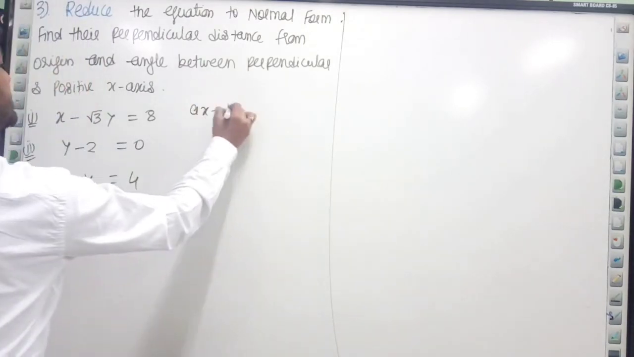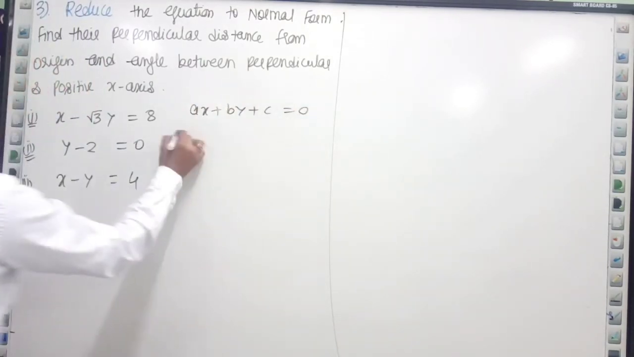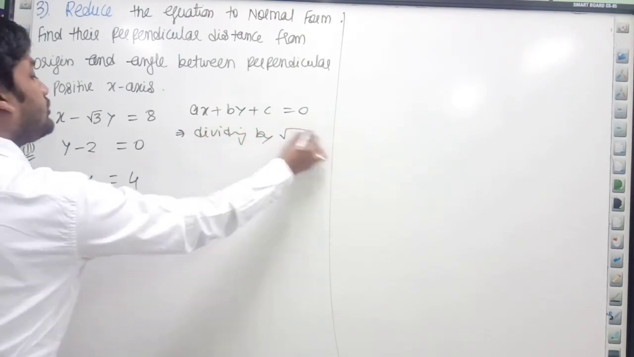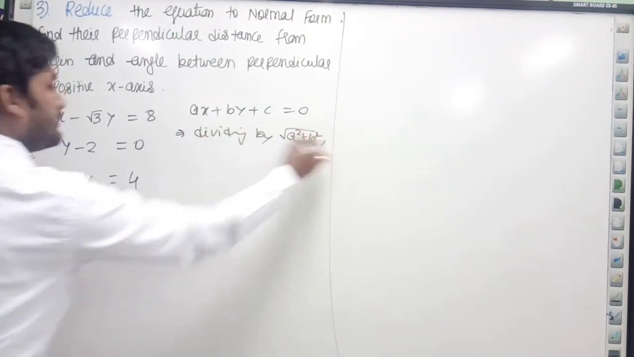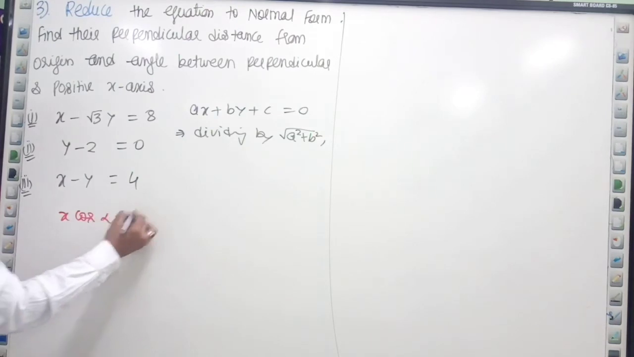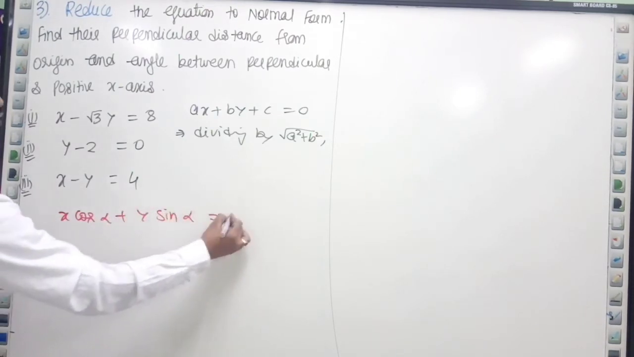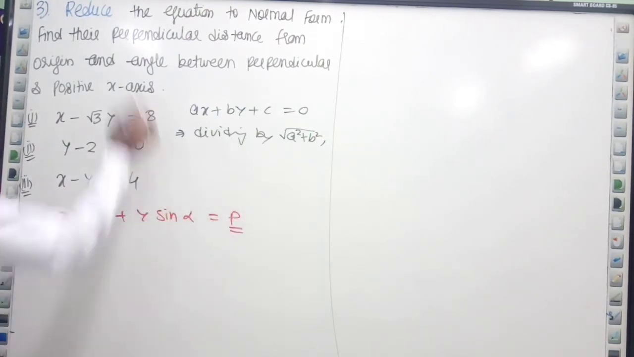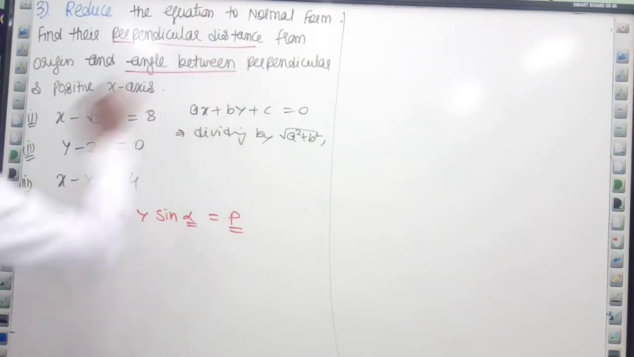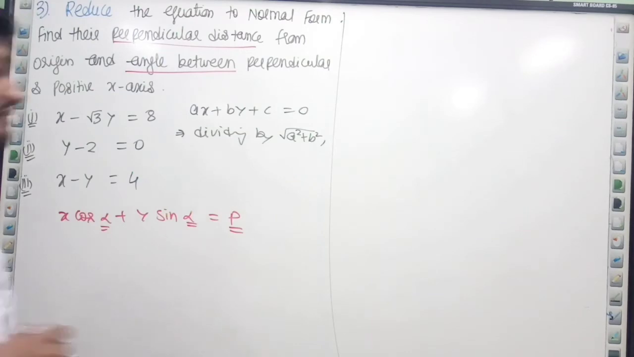Whenever we have the equation ax plus by plus c equal to 0, we always divide by root a square plus b square. And what is normal form? Normal form is x cos alpha plus y sin alpha equal to p. This p is the perpendicular distance from the origin and this alpha is the angle between the perpendicular and the positive x-axis.